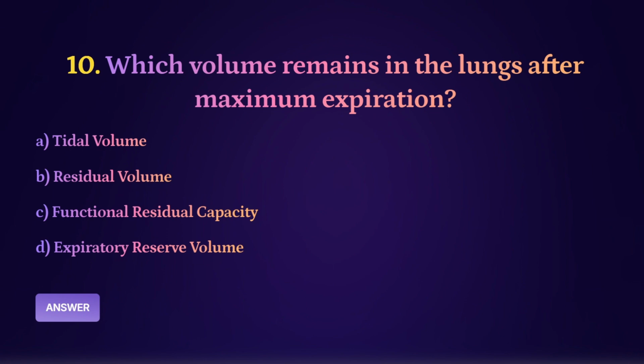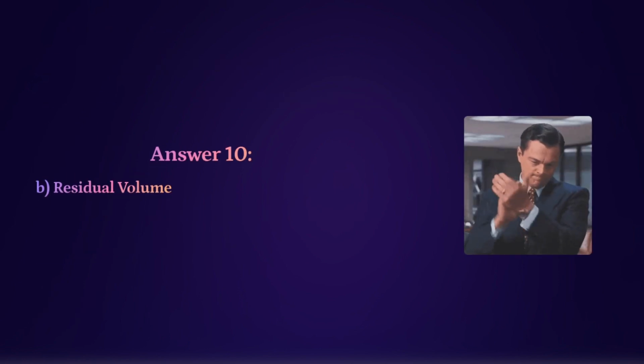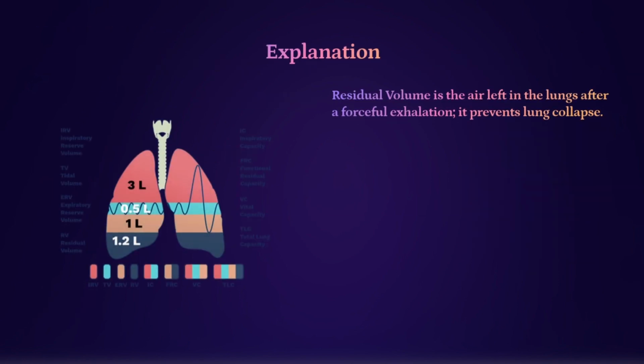Question number 10. Which volume remains in the lungs after maximum expiration? Options are A. Tidal volume, B. Residual volume, C. Functional residual capacity, or D. Expiratory reserve volume. The correct answer is option B. Residual volume. Residual volume is the air left in the lungs after a forceful exhalation, and it prevents lung collapse.